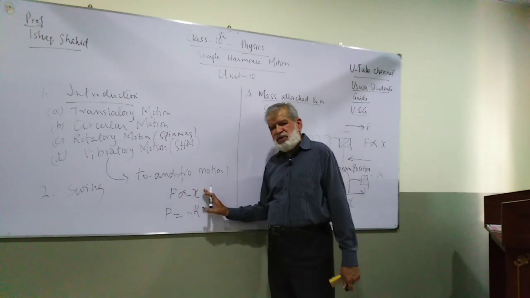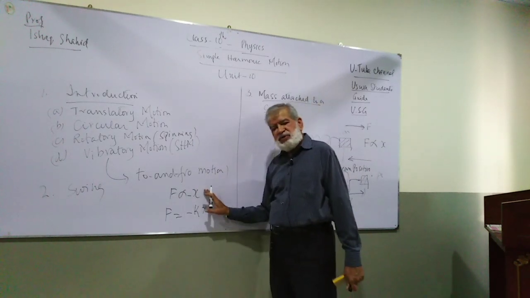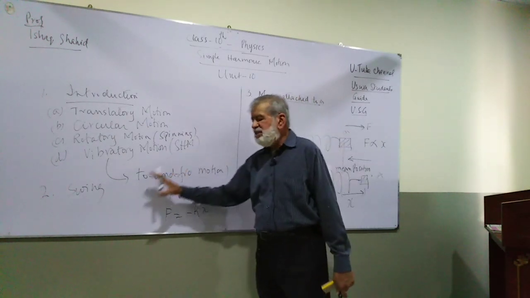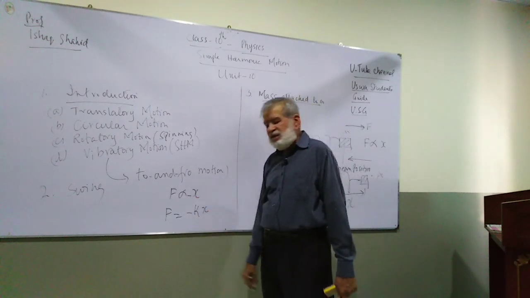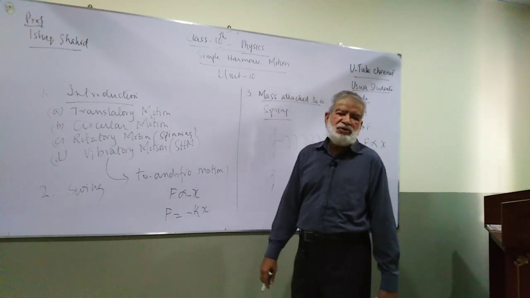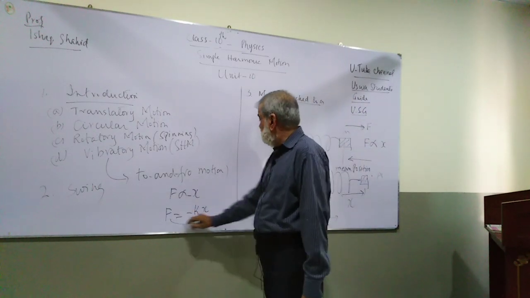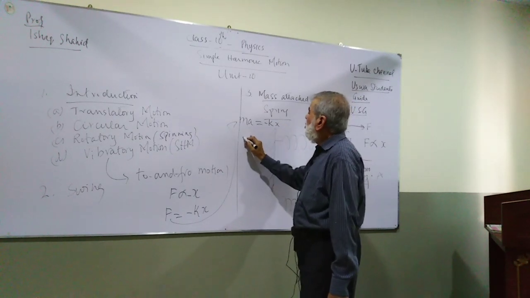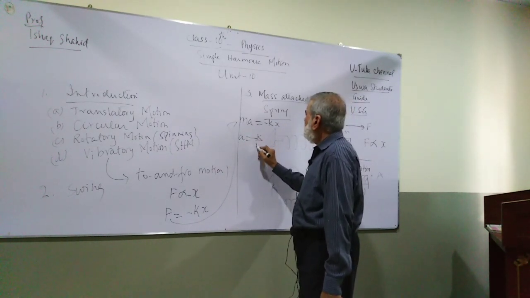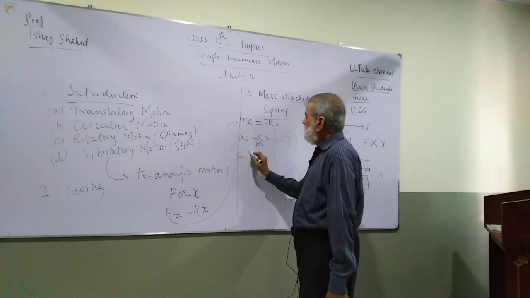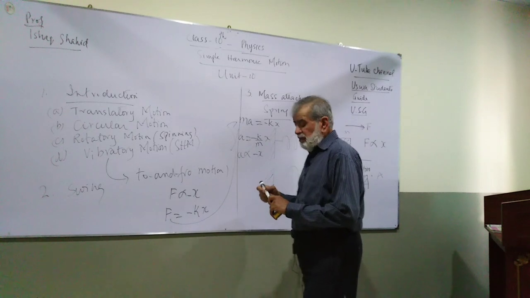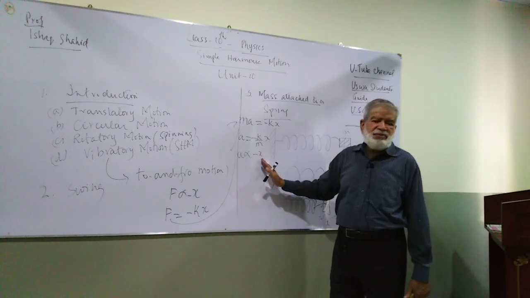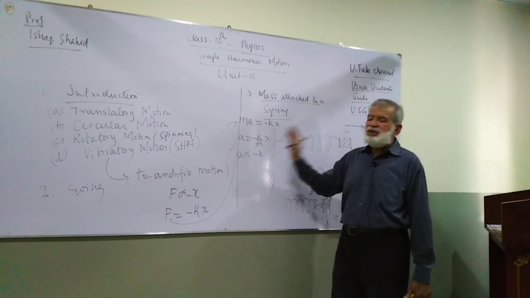The more the displacement, the more the pull on the right, the more the restoring force, and it acts in the opposite direction, towards the mean position. So with a negative sign, F is equal to minus kx, where k is the spring constant. But we know that F is equal to ma. So ma is equal to minus kx, or a is equal to minus k over m into x. Or you can say a is proportional to x. The acceleration produced in the spring is directly proportional to the displacement and acts towards the mean position.